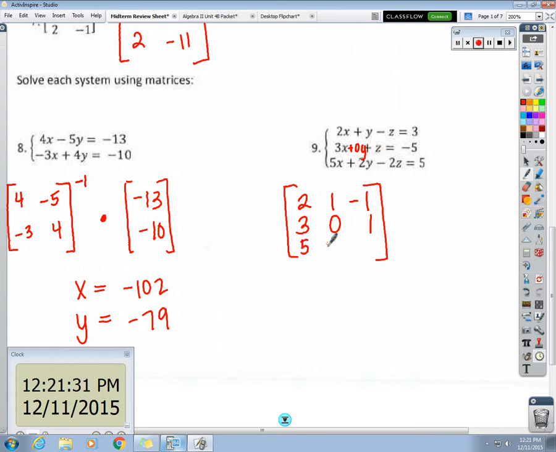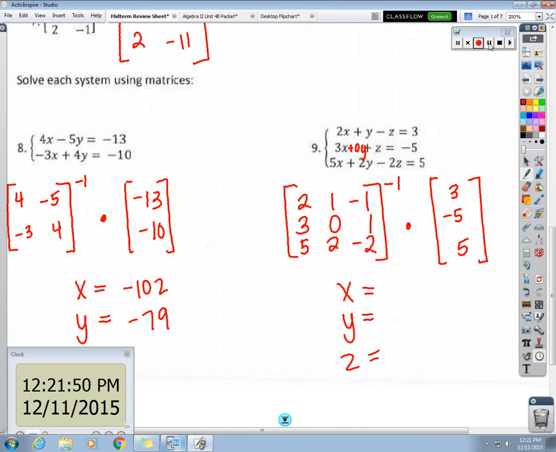And then what's the last row? 5, 2. Right. Okay, so that's our coefficient matrix, so we're going to take the inverse of it. And then we're going to multiply it by this matrix with the constants. 3, negative 5, positive 5. Okay, y'all go ahead and type that in and figure out what x, y, and z equal. Again, what did you get for x? Negative 1. What did you get for y? 3. And z? Negative 2.